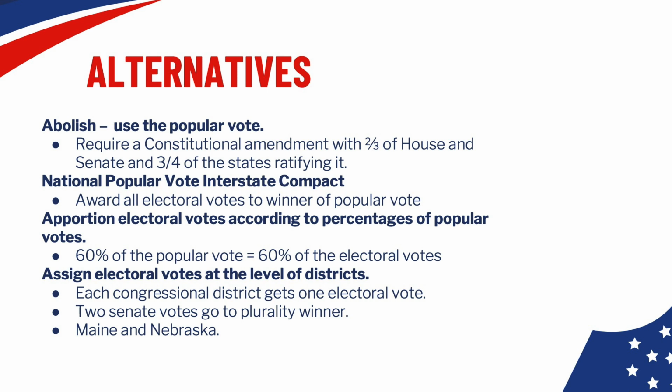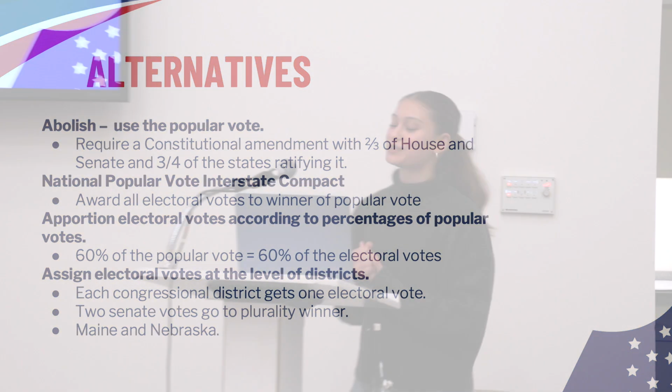So there are a lot of issues that we've talked about, but what are ways that we can address them? The most obvious one would be to abolish it and to use the popular vote. But this is very difficult because unlike all of the other issues we've talked about tonight, the electoral college system is directly written in the Constitution, and so this would require a constitutional amendment with 2/3 of the House and Senate and 3/4 of the states ratifying it.